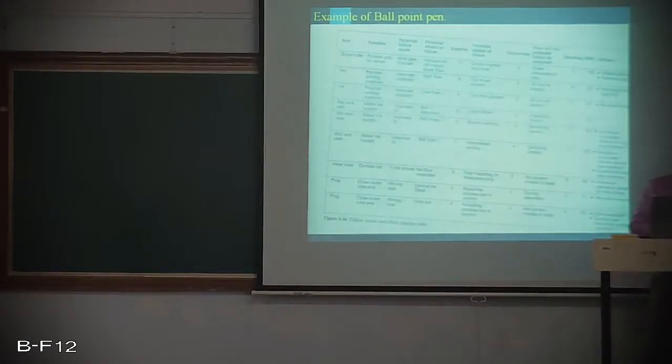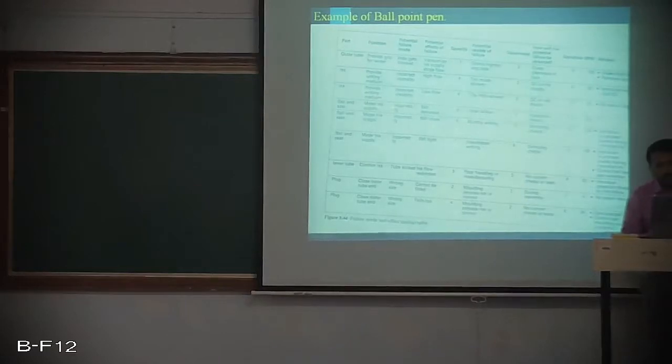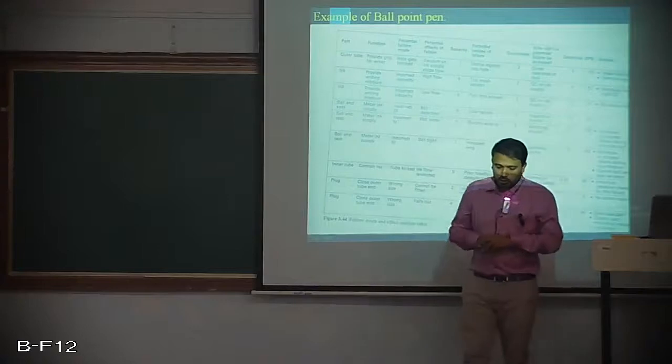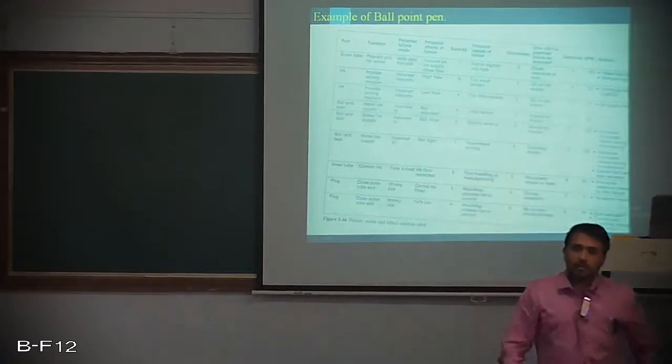Similarly, you can look at all the parts and their functions, potential failure mode, potential effects of failure, severity, potential causes of failure, occurrence, how the potential failure will be detected, detection, RPN and actions. Here you just have a look at all the parts that make up the ballpoint pen.